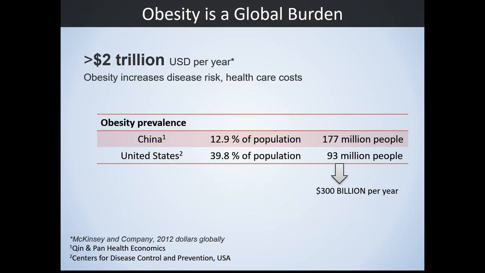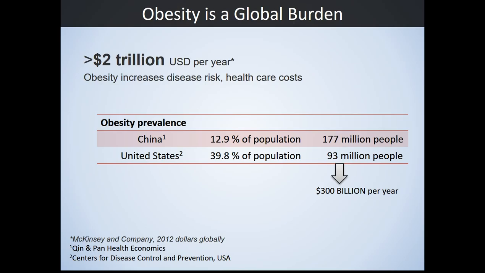So I want to introduce the context of obesity. And I know it's something we're all familiar with, but I want to put some numbers to this because it really helps to put it in context. So in terms of the cost of obesity globally, we're spending over $2 trillion per year in US dollars. And this is contributed by increased disease risk, obviously, and healthcare costs, which are also rising globally.